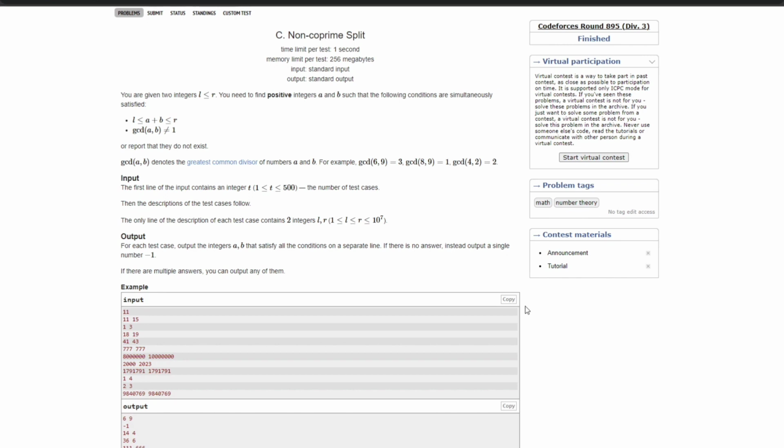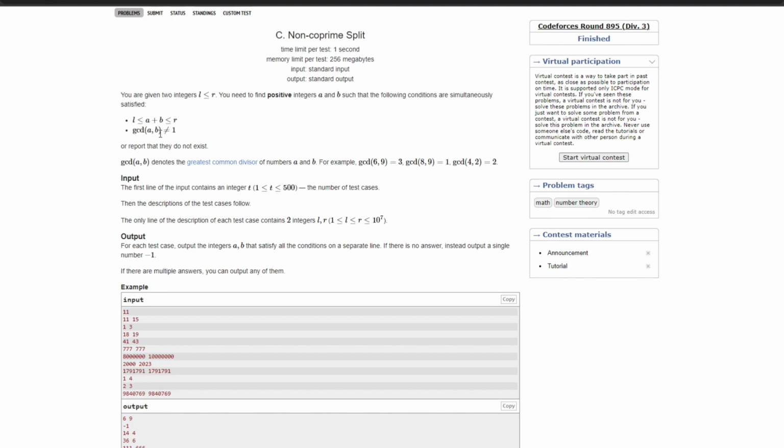So let's understand what the question is stating. You are given two integers L and R, where L is less than or equal to R, and you need to find positive integers A and B such that the following conditions are simultaneously satisfied. The first one is that the sum of A and B should be greater than or equal to L and less than or equal to R.